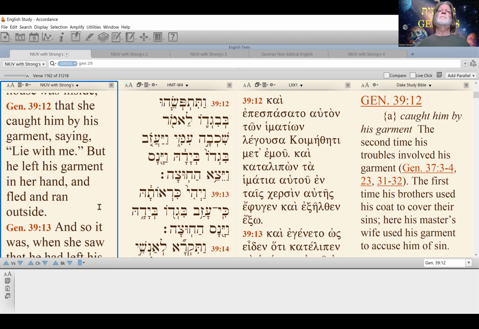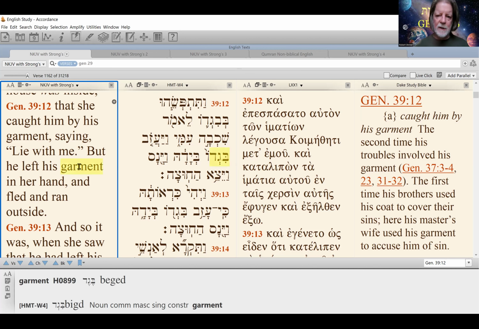probably reach the same length or a little bit shorter than the undergarment. But what she probably grabbed was the outer garment. Let's see what the Hebrew is.